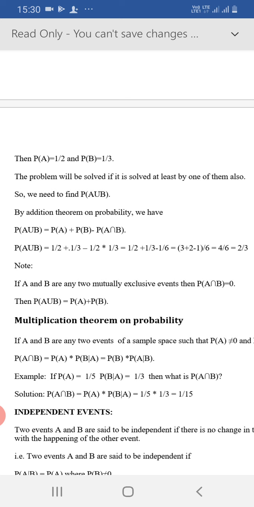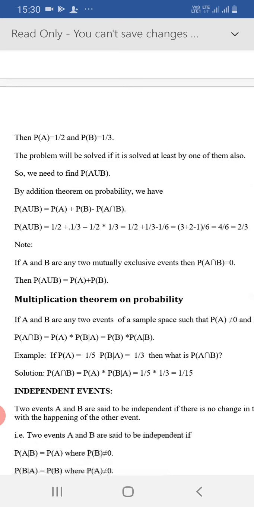Example: if P(A) is equal to 1 upon 5 and P(B upon A) is equal to 1 upon 3, then what is P(A intersection B)? Solution: since P(A intersection B) is equal to P(A) into P(B upon A), it can be written as 1 upon 5 into 1 upon 3, and after solving we get 1 upon 15.